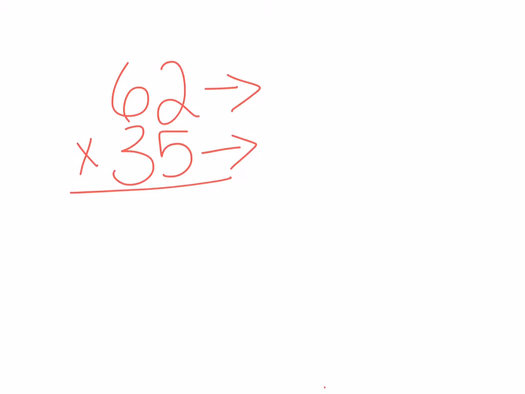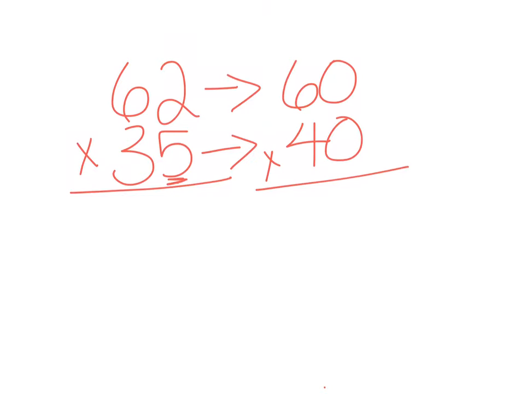Okay, 62, you should have 60. 35, you should have 40, because anything that's 5 or higher is going to make your other number round up. Okay, so now pause the video again, and I want you to tell me what our estimate is going to be.